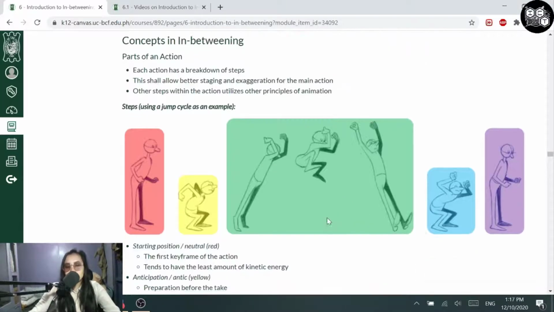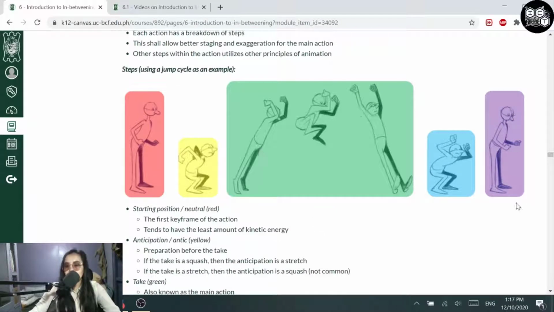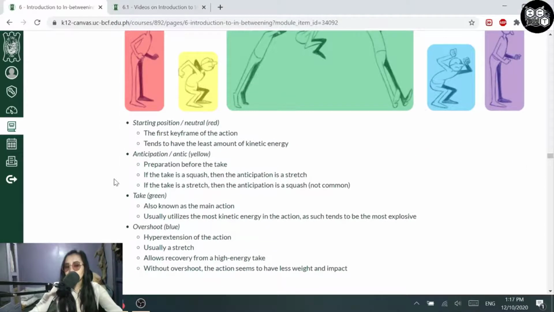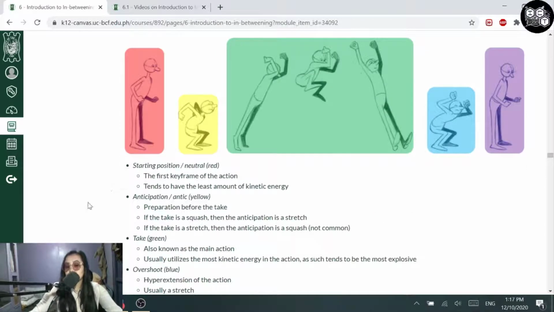So the first one is the parts of action. You have 5. The first one is the starting action, which is also known as the neutral, which is usually the first keyframe, and it has the most amount of potential energy and the least amount of kinetic energy. Anticipation, as you've known, is the preparation before the main action, or also known as the take. So the take is the main action, wherein you utilize a lot of action. So the take utilizes the most energy.